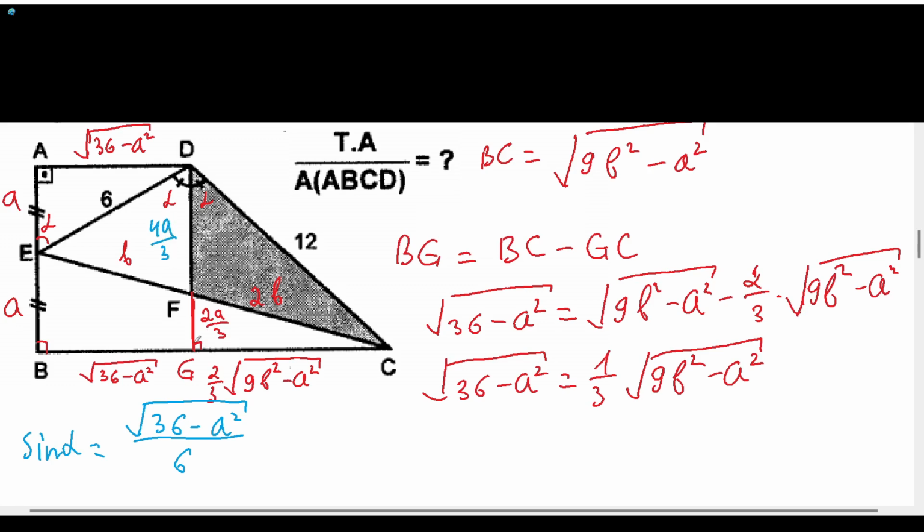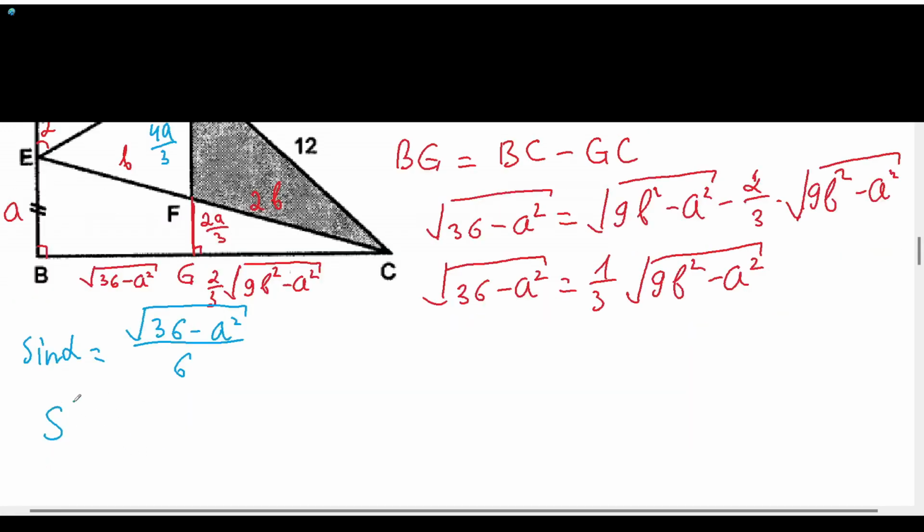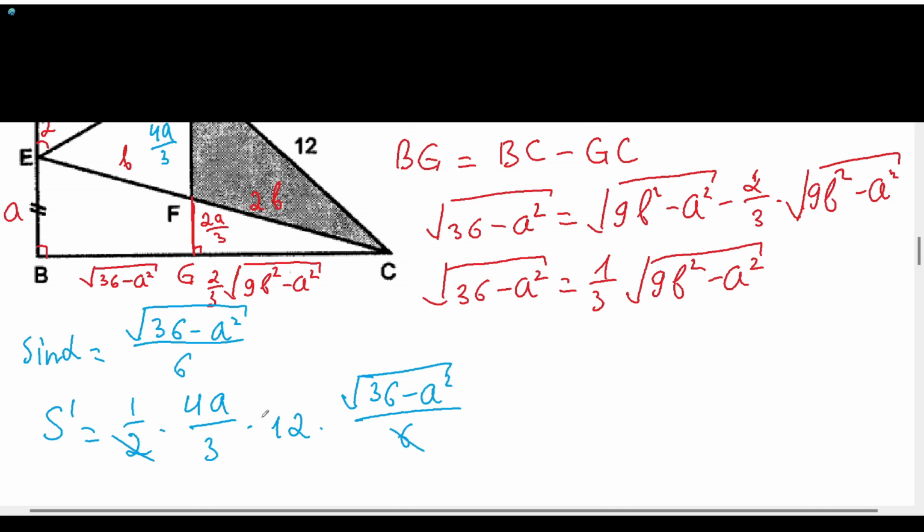And now we can find the shaded area. We have sine alpha and two sides. Using the formula, the shaded area will be equal to 1 over 2 times the two sides, 4a over 3 and 12, times sine alpha. We can plug in sine alpha, the square root of 36 minus a squared over 6. Here we can cancel 2, 6, and 12, and we get the answer. The shaded area will be equal to 4a times the square root of 36 minus a squared over 3.